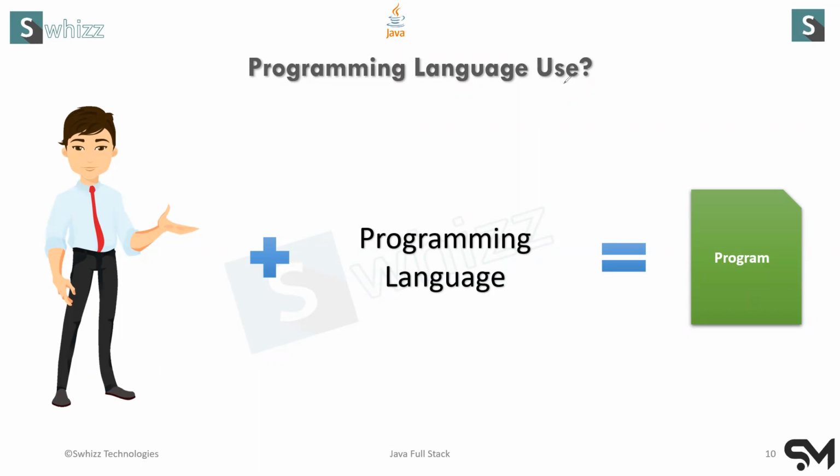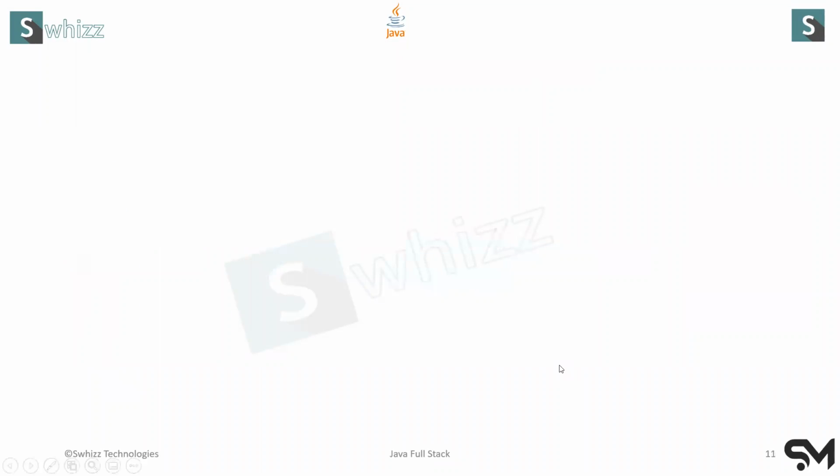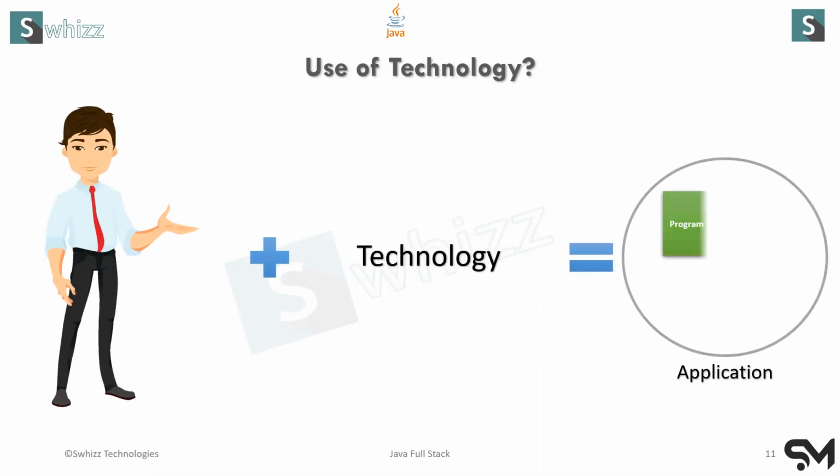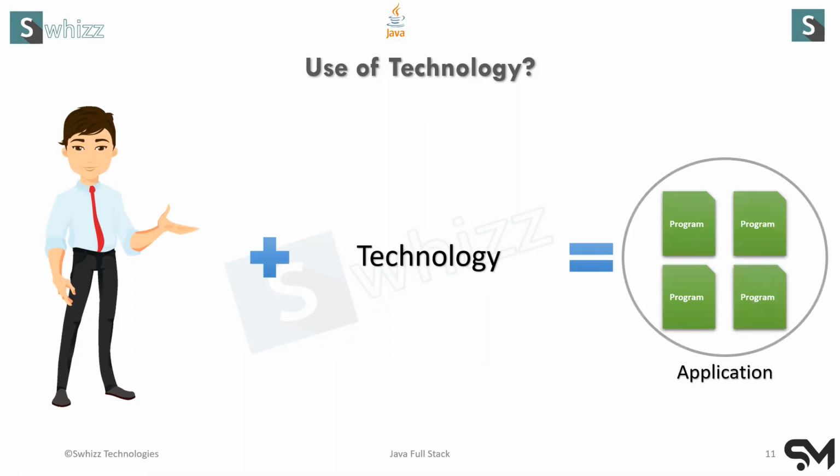If they are individual to each other, it will take a lot of time to respond to customers' requests, yes or no? So then comes the technology into the picture. When we use a technology, we are able to develop an application with the help of technology. A language's outcome will be a program, whereas a technology's outcome will be an application. Now what is an application? An application is a group of programs.